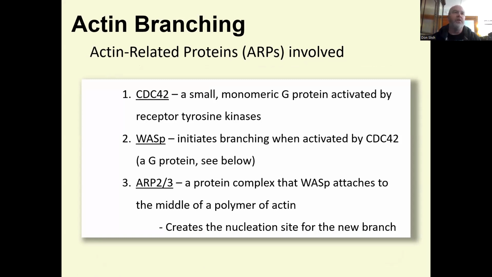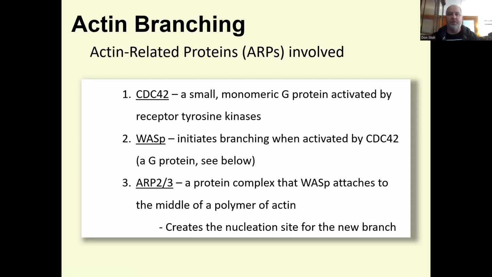Keep in mind, whenever you're polymerizing, you have to start from some nucleation point. So if you've got a long chain, how do you branch it? You don't have a nucleation point. Well, this process here is going to help to nucleate it. So we've got three different proteins, well, really four proteins here that are involved. CDC42 is a G protein, a small monomeric G protein, one of the Rho GTPases that we'll talk about today. And that G protein, when it's activated, will bind to WASP and activate WASP.